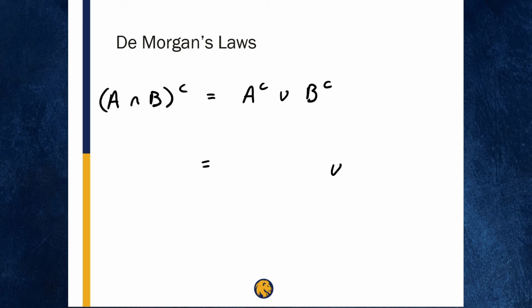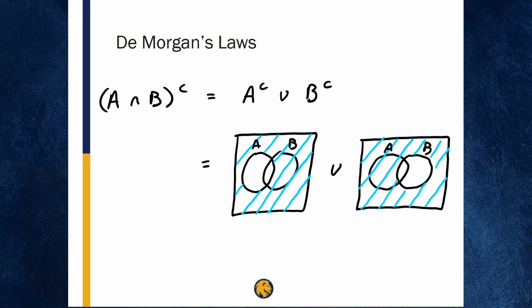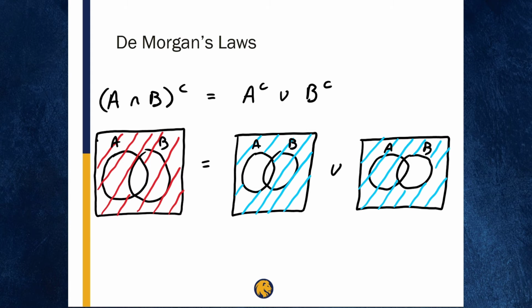In a similar way, if we look at A complement union with B complement, and we join that together, the only thing that's not brought together by unioning the two complements is the bit in the middle where the two sets overlap. And that's A intersect B. So that's how De Morgan's Law says that (A intersect B) complement is equal to A complement union with B complement.